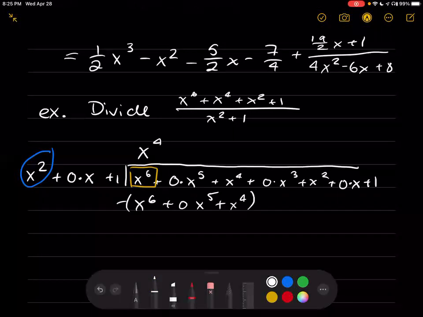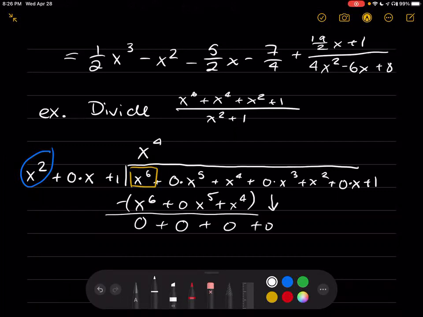Subtract that away, and then we get 0 here. That's good. That's 0 minus 0. That's just 0. And then we get x to the 4th minus x to the 4th. Oh, another 0. Okay. Sometimes that happens. And then we'll drop down the next term. Oh, but that's just 0 again. Okay. So then we drop down the next term. And now we have x squared. Okay. That's not 0. We can work with that.